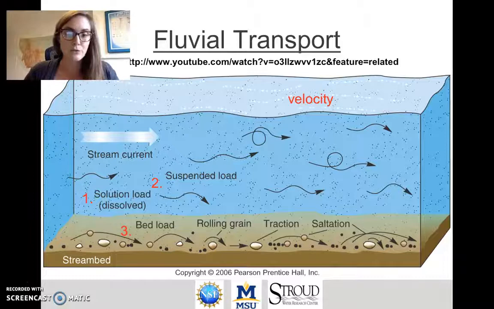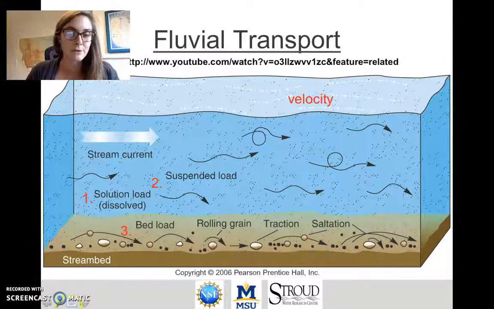In this diagram, water flow or the stream current is moving from left to right, and we've got three different groups of particles that have the potential to be moved here. The solution load, which is shown here, is considered the dissolved load, very, very small particles. These are things like nutrients. We've got the suspended load, which are slightly larger particles, things like coarse particulate organic matter or fine particulate organic matter. So this would be the food that caddisflies, net spinning caddisflies, are eating, for example.